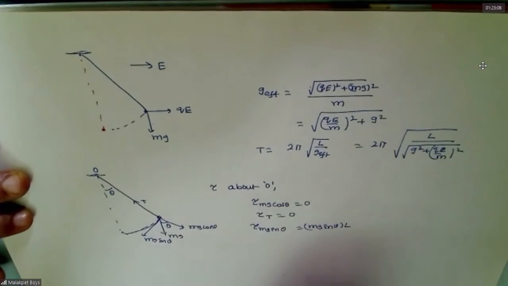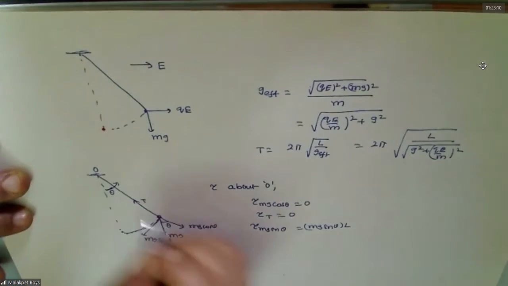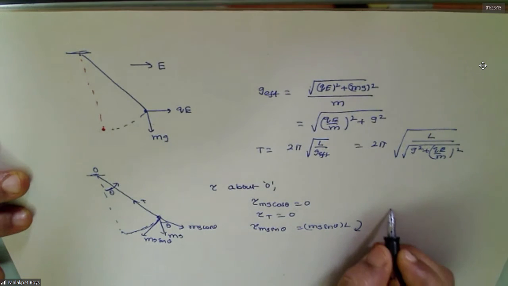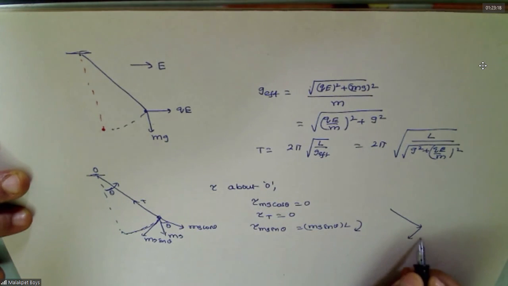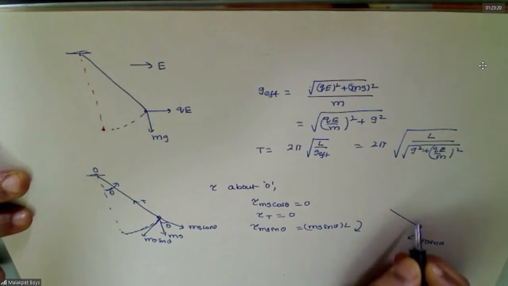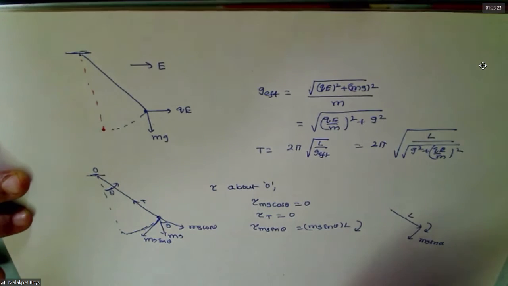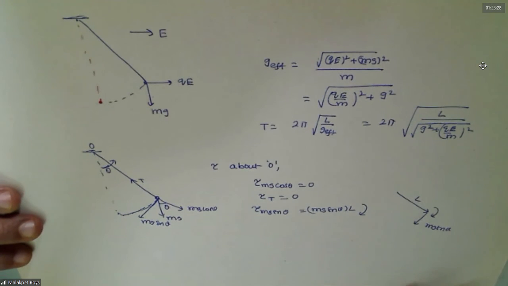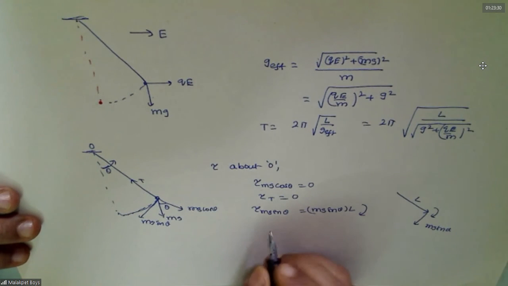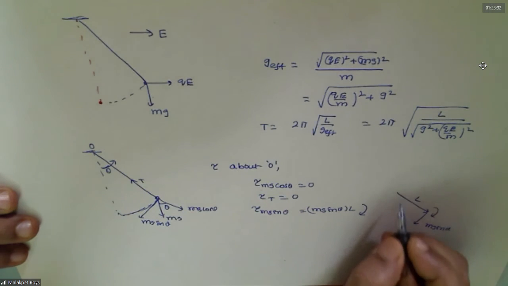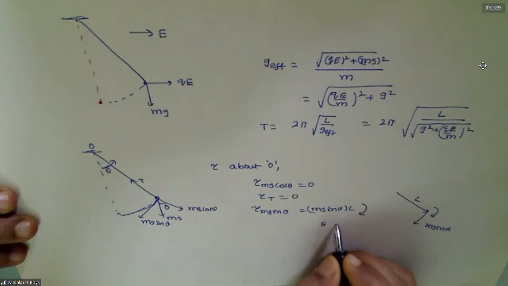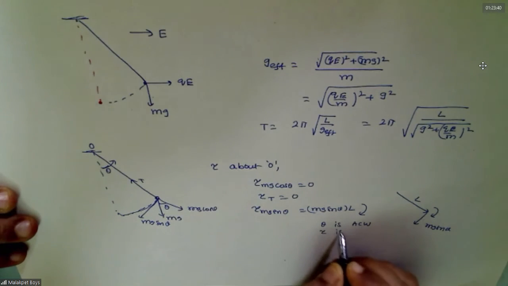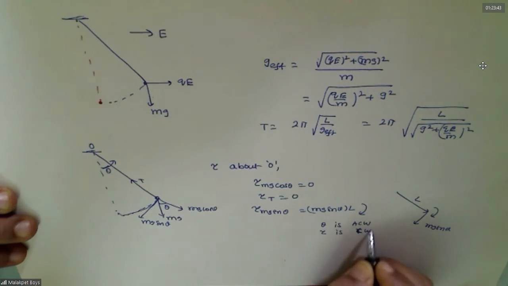Remember, force into perpendicular distance. Now this is the distance. What is the torque direction? You can see this torque is this way now. Agreed. Then you have taken theta and this theta is in this direction. Theta is anti-clockwise. Torque is clockwise.